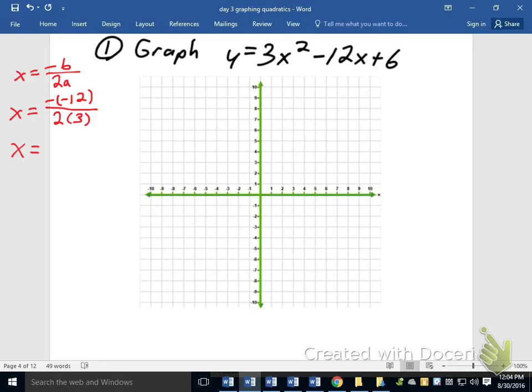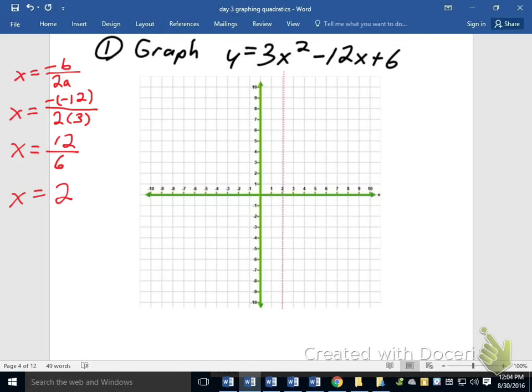Now, -(-12) is +12. Over 2 times 3 is 6. You want to go ahead and multiply that denominator before you do your division. And 12 divided by 6 is 2. X equals 2. Now what that's going to look like is a dashed line at x equals 2. You can barely see what I just put in here. It is that vertical line, x equals 2. This will be my axis of symmetry.